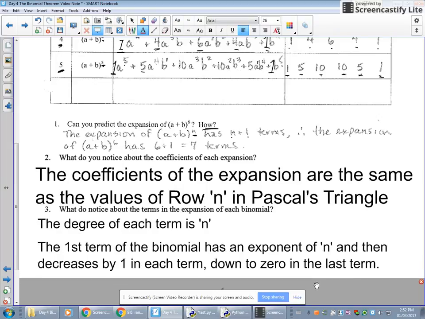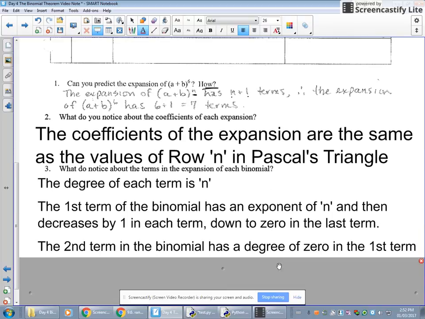We also notice that the first term of the binomial has an exponent of n. So it's (a + b) to the 5, a to the 5th. This is the first term, and it has an exponent of 5. And then every subsequent term, it decreases by 1. a^5, a^4, a^3, a^2, a^1, and then in fact a^0 here. a to the 0 is just the value of 1. Anything to the power of 0 is 1. So we don't bother writing it, but effectively it's a^0.